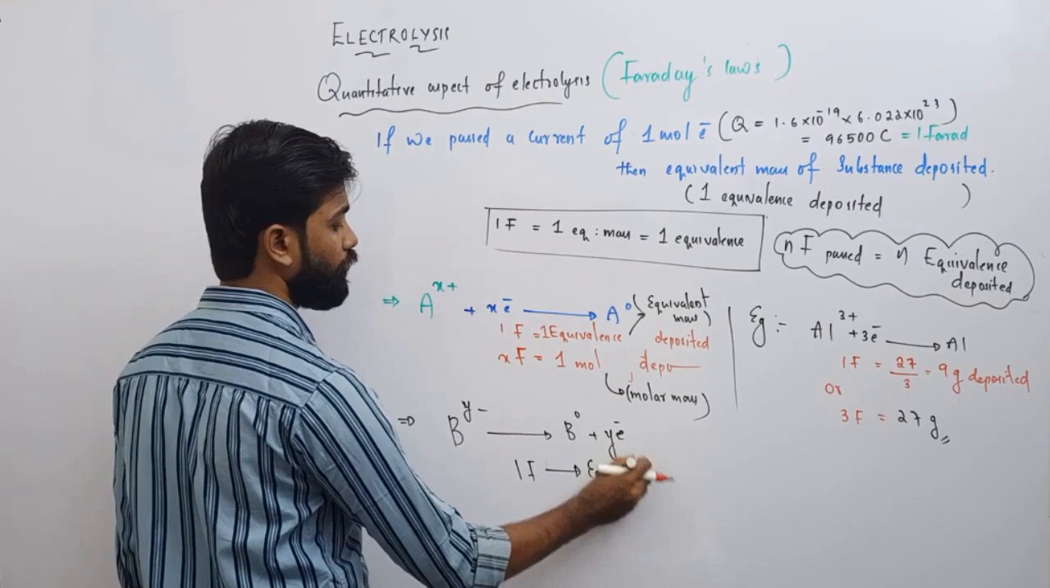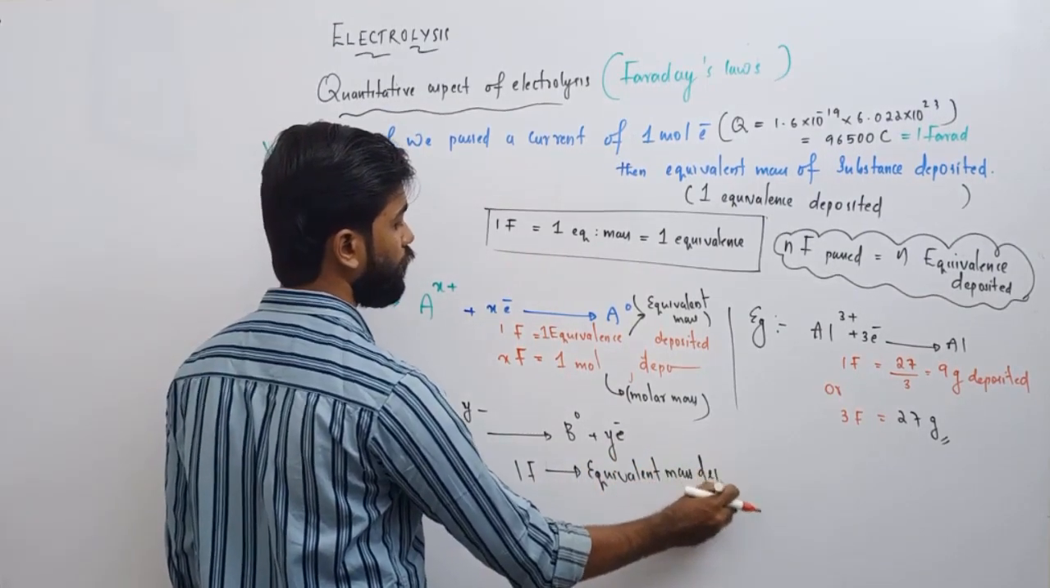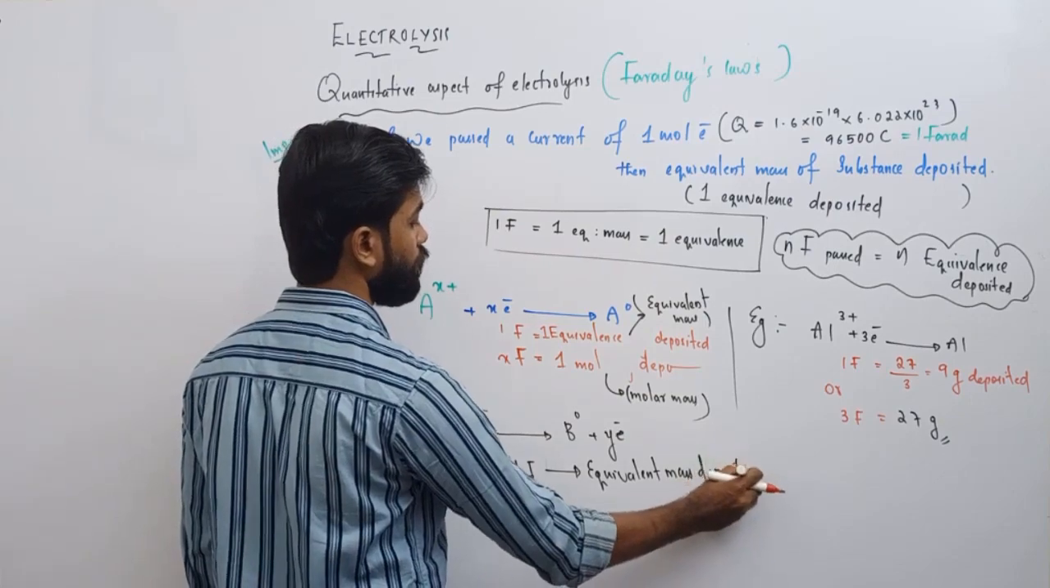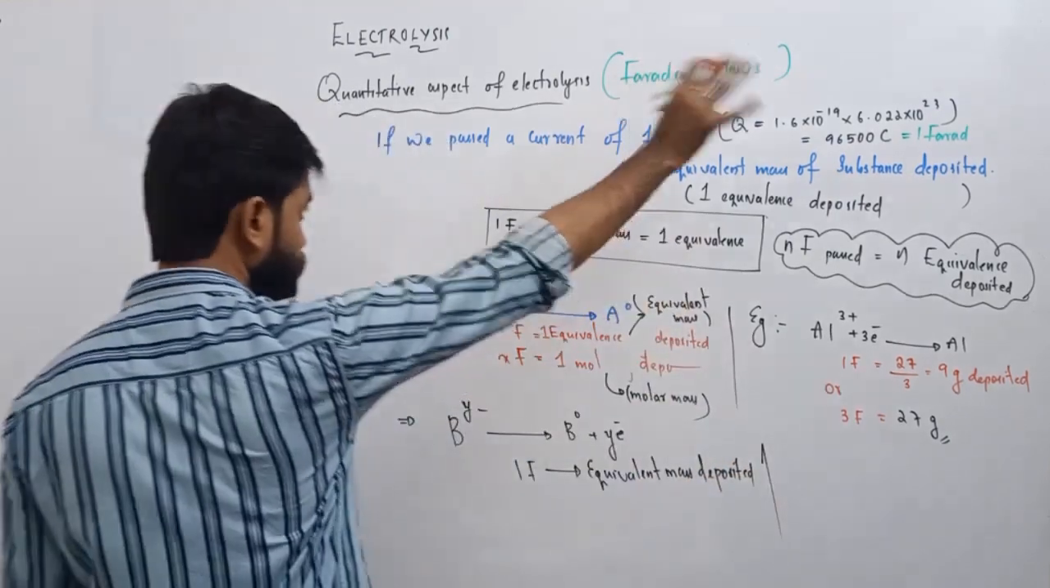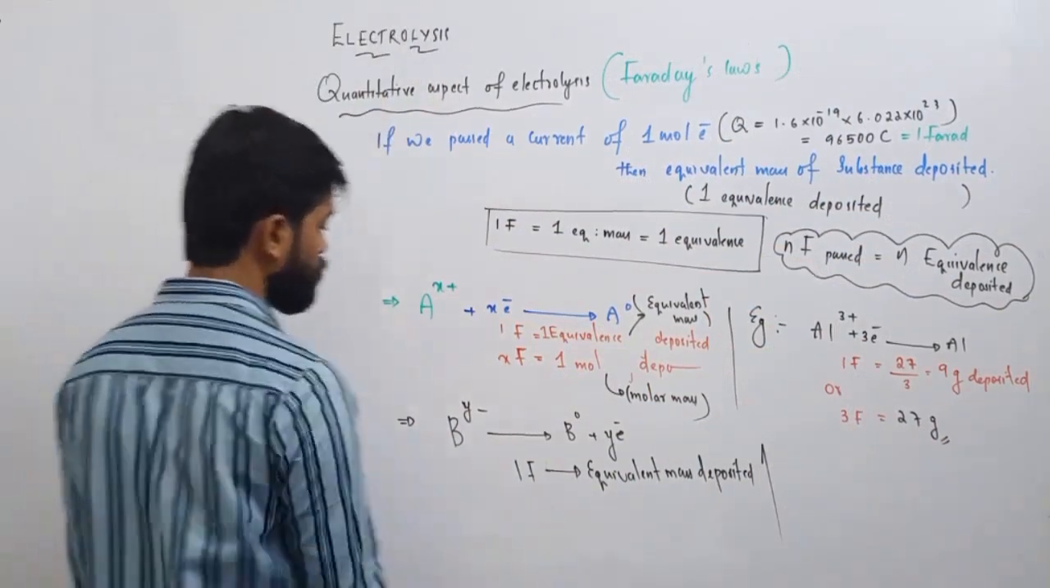Equivalence deposited, or equivalent mass deposited. There is no change in it. This is a universal concept. If 1 faraday is passed, one equivalent, or equivalent mass, is deposited.